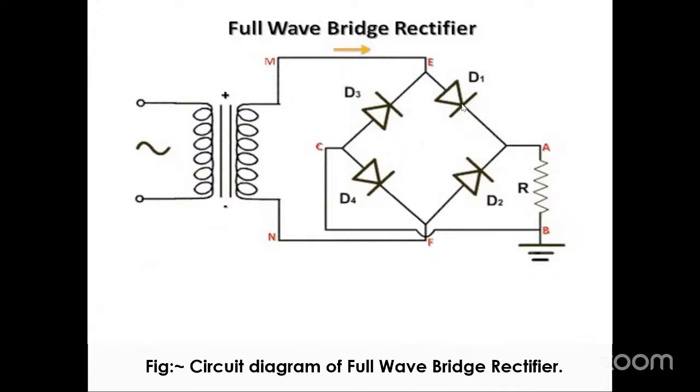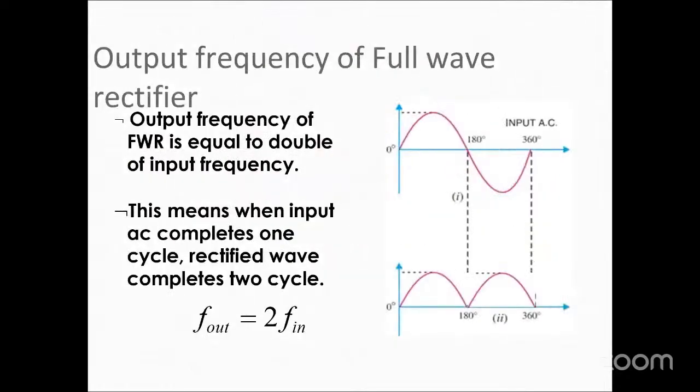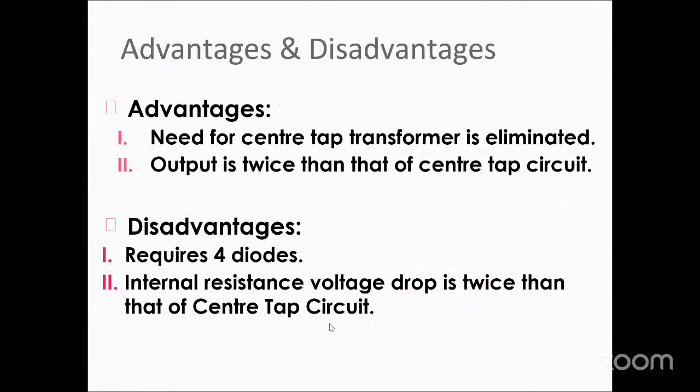Diodes D1 and D4, D3, D2. Here also it is a full wave rectifier, with double the frequency, F of out. Two diodes are conducting. So the rectification efficiency of the full wave is 80.6 and the bridge rectifier is also.